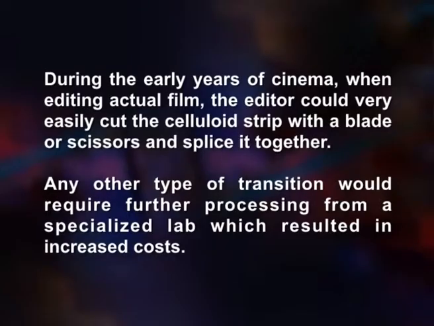First, during the early years of cinema, when editing actual film, the editor could very easily cut the celluloid strip with a blade or scissors and splice it together. Any other type of transition would require further processing from a specialized lab, which resulted in increased costs. Cuts allowed for a better flow of the movie with little distractions on the frames.